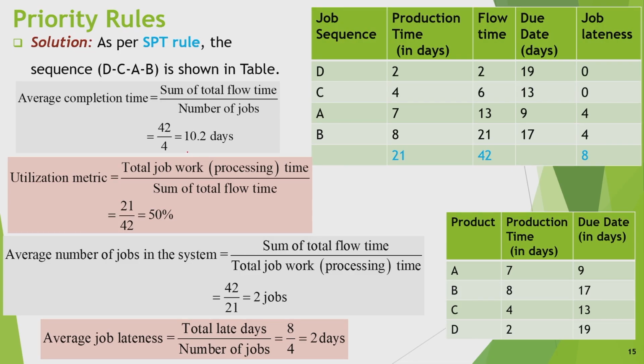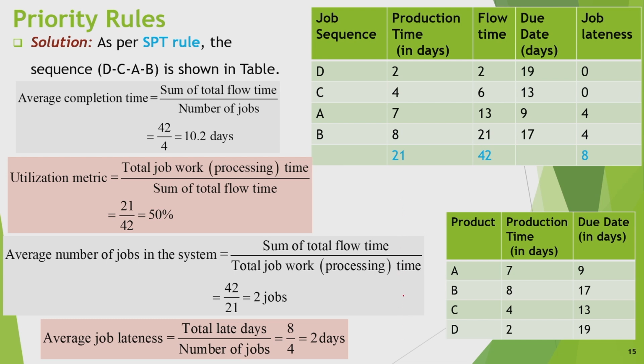Average completion time is equal to the sum of total flow time divided by number of jobs, and then it becomes 42 by 4, which is equal to 10.5 days. The total flow time is 42, because we have arranged in this sequence: D job is done first because it takes only 2 days, then C takes 4 days, then A takes 7 days, then B takes 8 days.